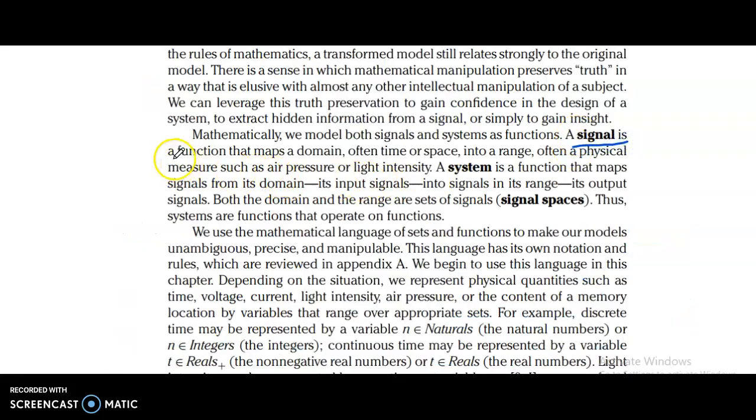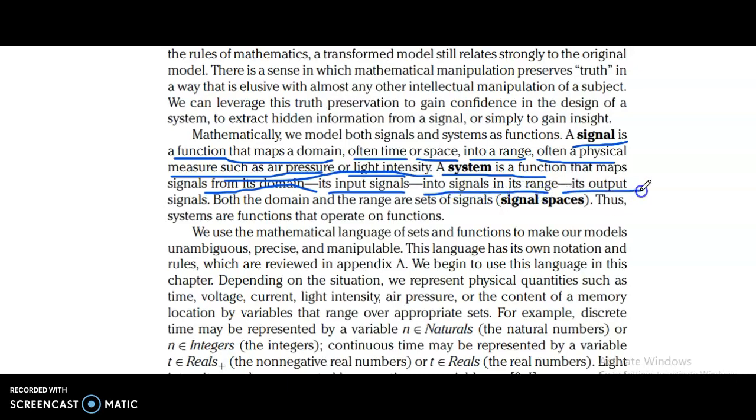A signal is a function that maps a domain, often time or space, into a range, often a physical measure such as air pressure or light intensity. A system is a function that maps signals from its domain, its input signals, into signals in its range, its output signals. Both the domain and the range are sets of signals, signal spaces. Thus, systems are functions that operate on functions.